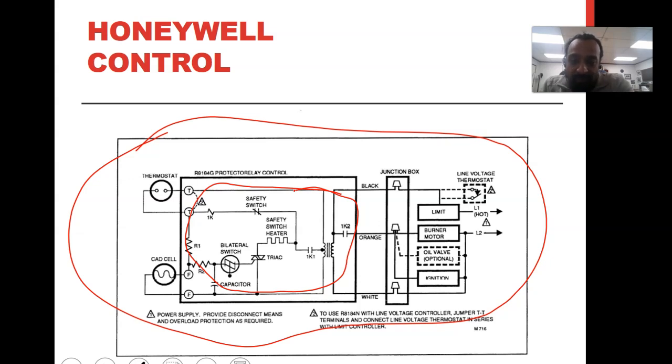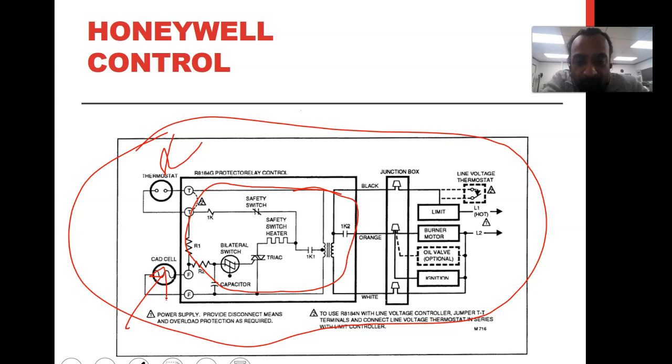There is an input coming from the thermostat. Let's talk about inputs. There's one input, the thermostat. The other input is the CAD cell. So you have a terminal for the T T as an input and F F as another input. These are the inputs.